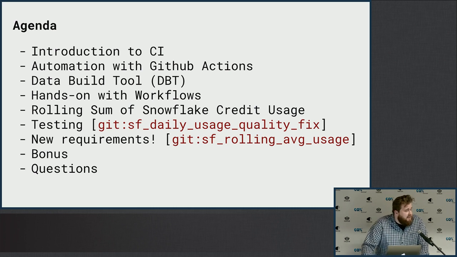Then we're going to get hands-on, super hands-on. I'm going to write code live, stuff I don't know if it works or not yet, which is not a good idea, but I think we'll learn from it either way. We're going to dive into a rolling sum of Snowflake credit usage. This is a key metric that I use to understand if our usage is going up or down on our Snowflake account, more than just looking at the total in a billing period. I want to see how it goes over a window. Then we'll jump into how you can do some testing for your CI flows. Then we'll show adding a new requirement with DBT and how easy that can be. Then I've got some bonus. Then we'll go into questions. Any questions so far? Cool, good.